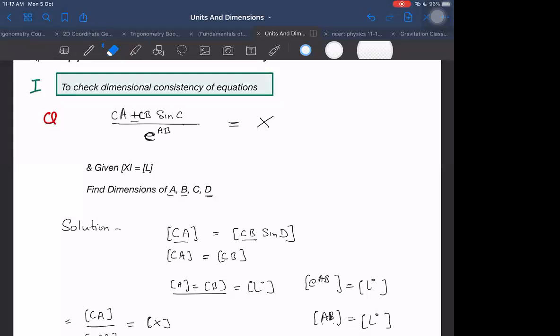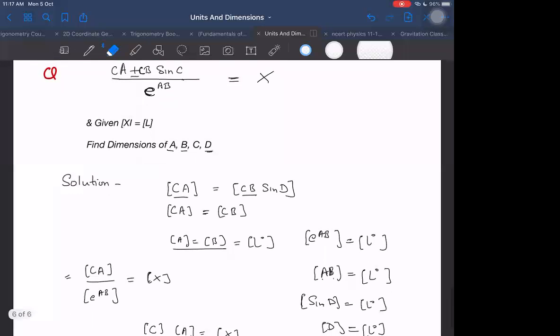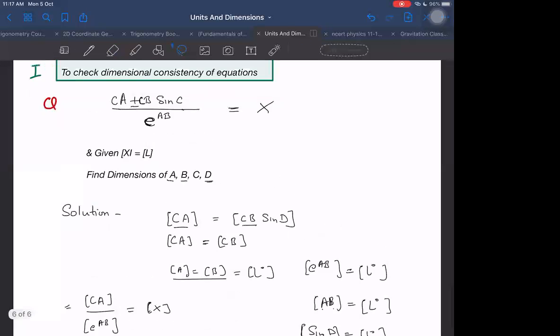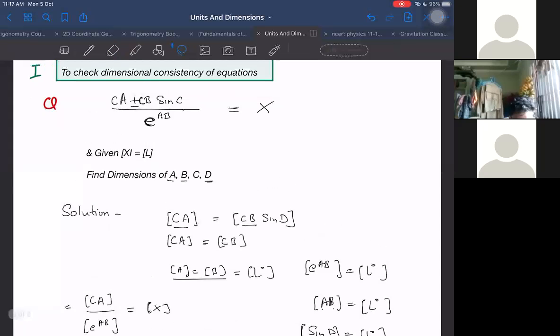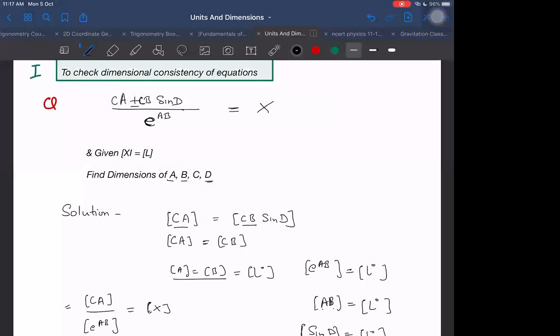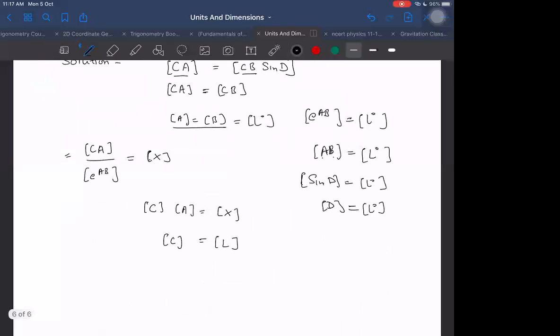Sir, then instead of D, if you take C, then it will be no problem. Instead of D, if we take C, then we can say that C is dimensionless. I have changed the question meanwhile, but let us stick to the original question. What was the original question? The original question was: CA plus CB sin D upon e raised to power AB. And for that original question, we already got this result, and that is correct only.